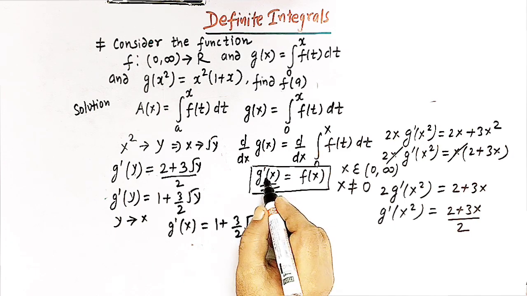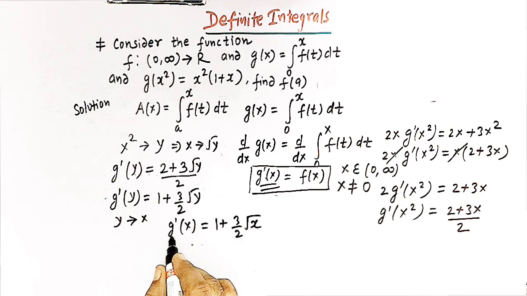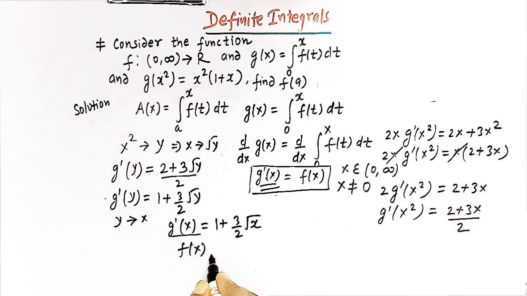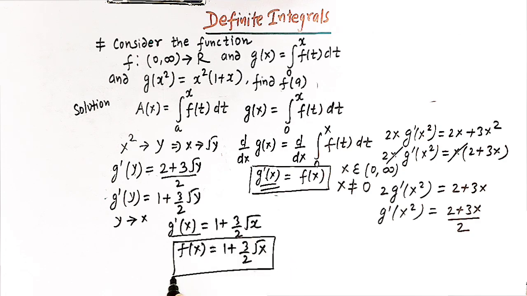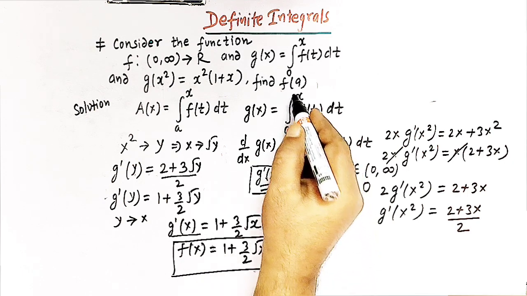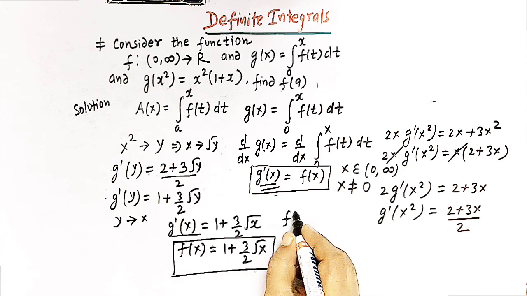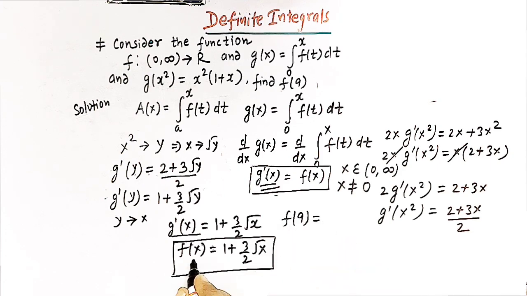Now g prime of x is equal to f of x. So replacing g prime of x by f of x, we can now write f of x is equal to 1 plus 3 over 2 times square root of x. So this is our function f of x. So we have found the value of f of x. Now we can easily calculate the value of f of 9. So f of 9 can be obtained by replacing this x by 9.